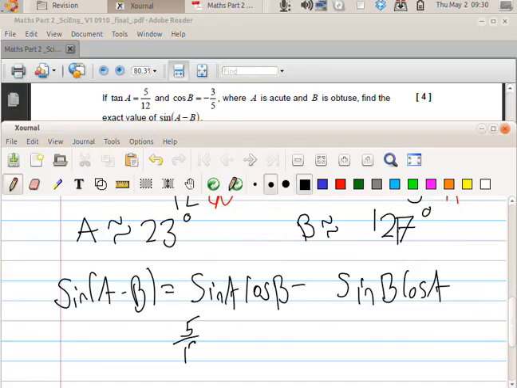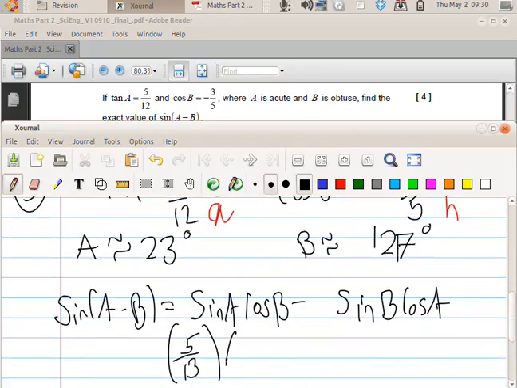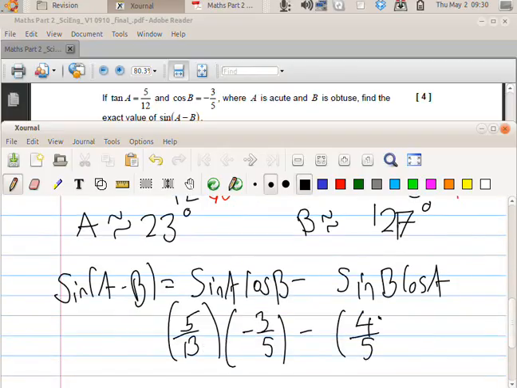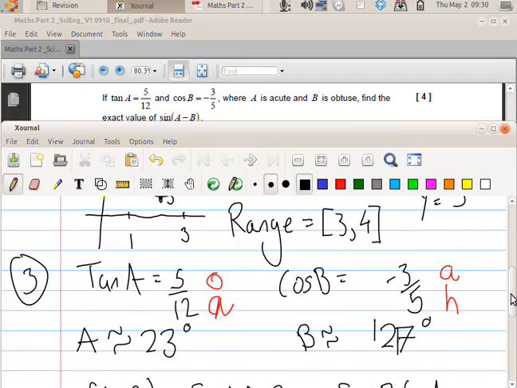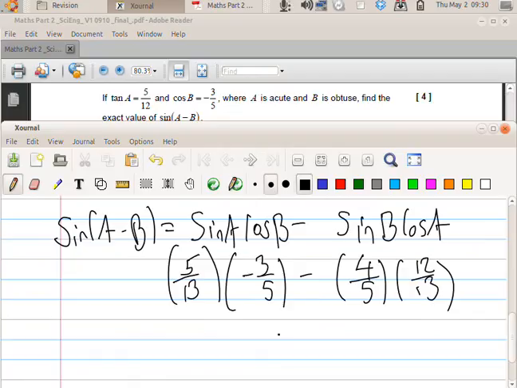So sine A is 5 over 13. And then cos B, well, the minus 4 over 5 gives you cos B already. And then sine B is 3 over 5. And then cos A is 12 over 13. Yes, answer is minus 63 over 65. Are you sure?